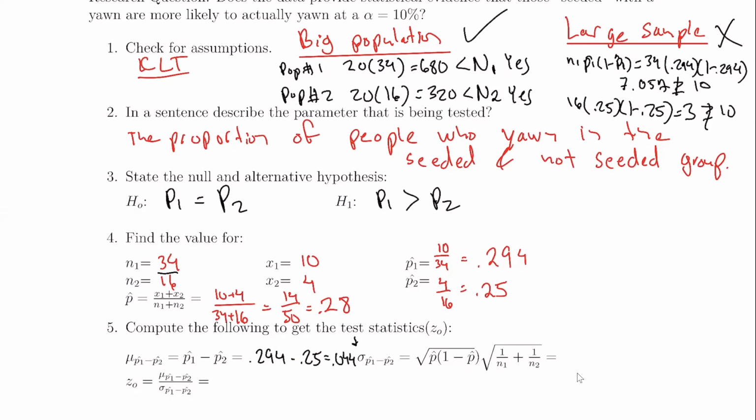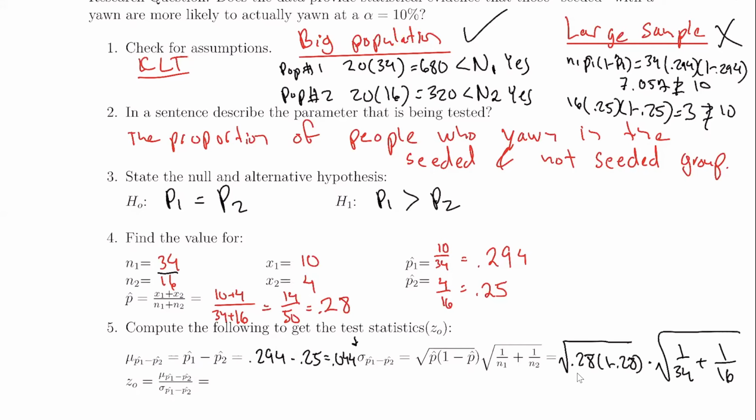So up next, we're going to do the standard error. For the standard error, we're going to say square root of 0.25, or sorry, 0.28 times 1 minus 0.28. Got them mixed up. And we're going to multiply this by the square root of 1 divided by n1, which is 34, plus 1 divided by n2, which is 16. Any questions in regard to that so far?